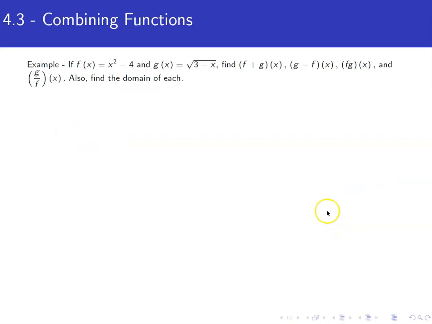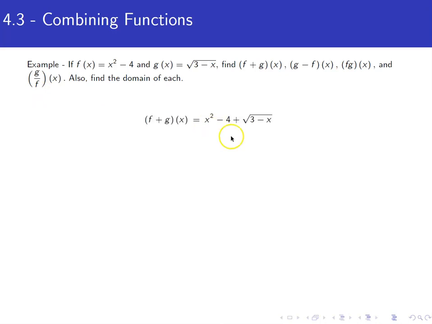So let's do an example. Let's say we have the functions f of x equals x squared minus 4 and g of x equals the square root of 3 minus x. Find the sum of f and g, the difference, g minus f, f times g, and then g over f, the quotient. And then it asks us to find the domain of each.